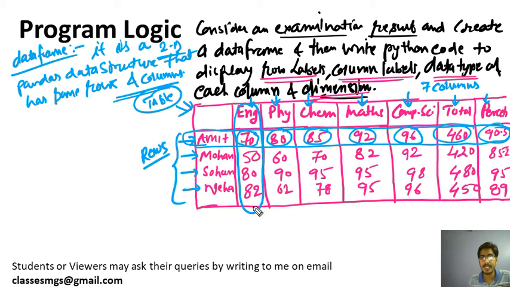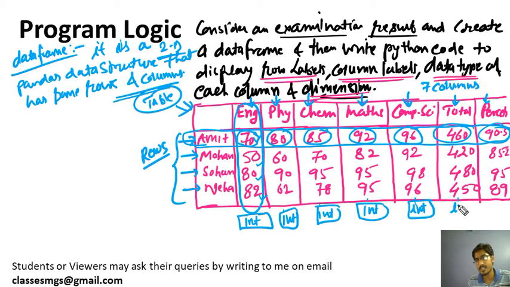Each column has a certain data type. Let's suppose in this column all the values are what type? Integer type. So this column has integer type data, this also has integer type data, and so on for the others. And this is percentage, which can be in floating point. So this is the example of the floating point data type.